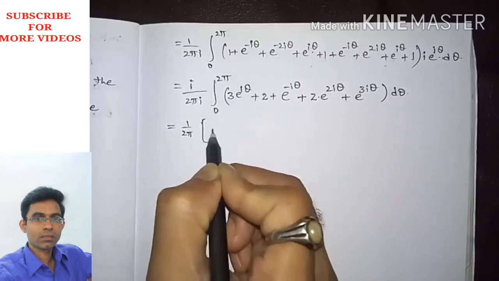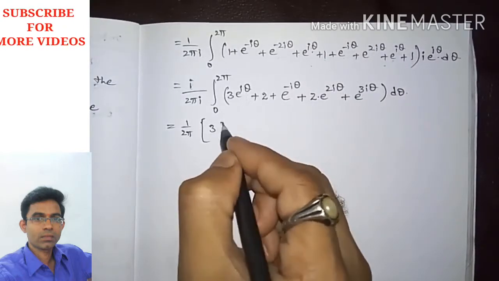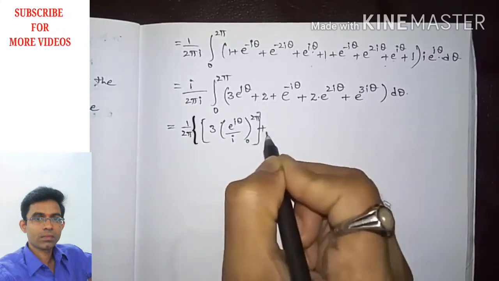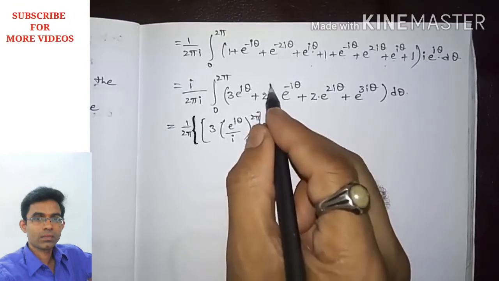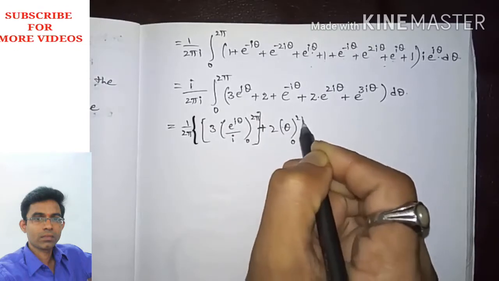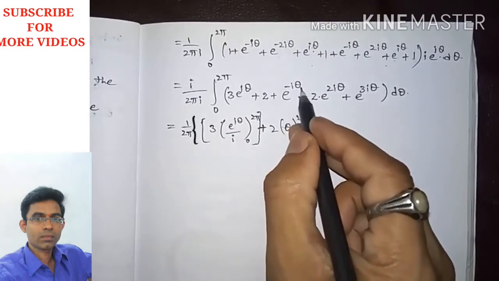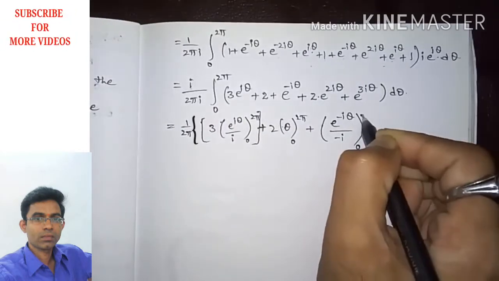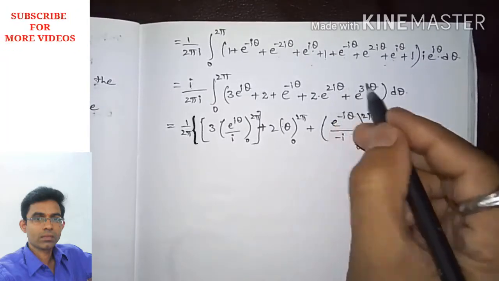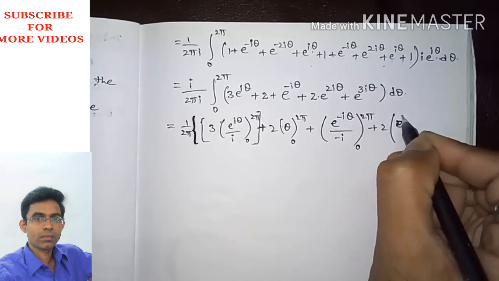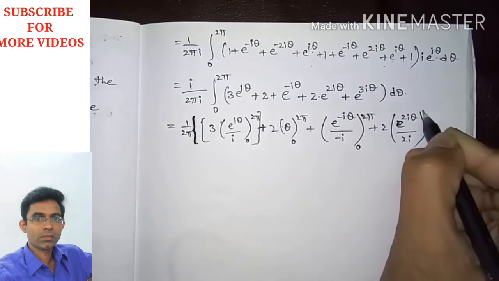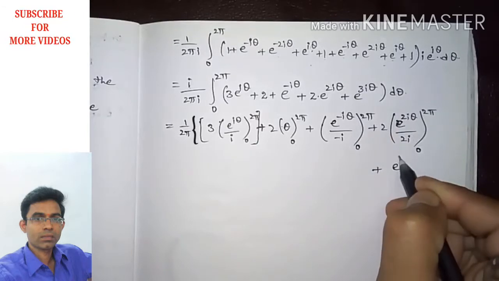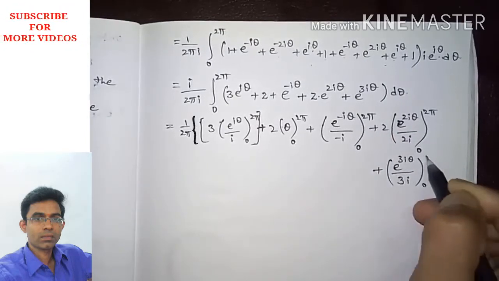Here 3 is a constant. On integration we get 3 into the integration of e^{iθ}, whose value is e^{iθ} by i under limits 0 to 2π, plus 2 into the integration of dθ from 0 to 2π, that value is equal to θ under limits 0 to 2π, plus the integration of e^{-iθ} dθ, that value is e^{-iθ} by minus i under limits 0 to 2π, plus 2 into the integration of e^{2iθ} dθ, that value is e^{2iθ} by 2i under limits 0 to 2π, plus and the last one is the integration of e^{3iθ}, so this is e^{3iθ} by 3i under limits 0 to 2π.